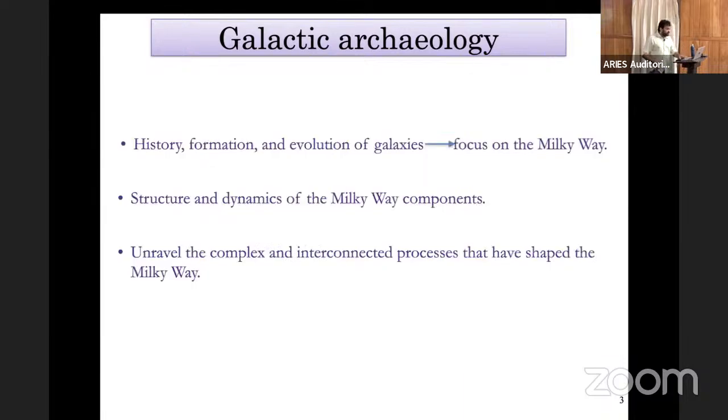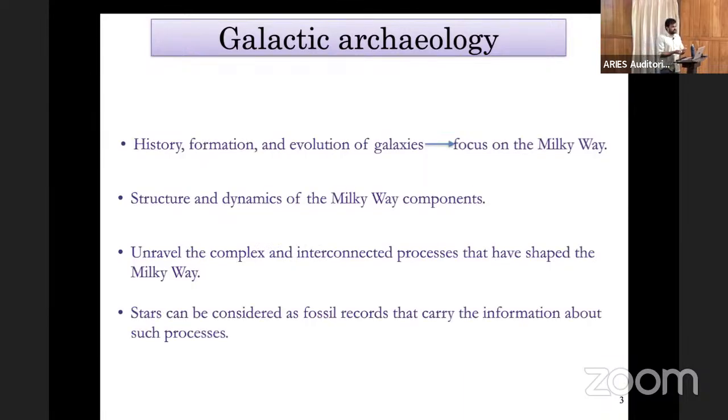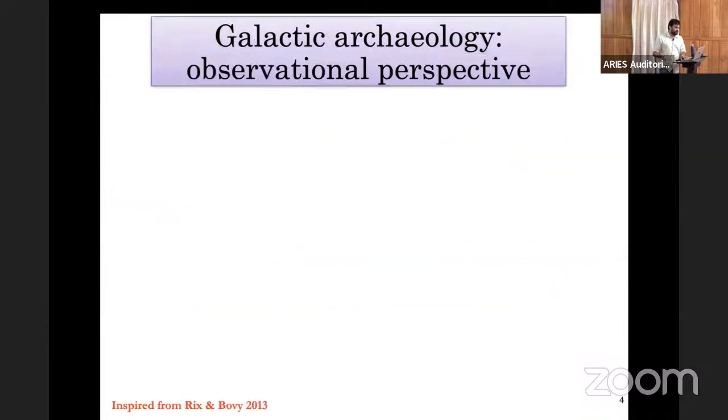And all this information is actually encoded in the stars, which act as fossil records, because they retain the chemistry of the ISM, or the interstellar medium, from which the stars would have formed. So studying the stars can indeed help us to understand how the Milky Way galaxy formed and evolved.